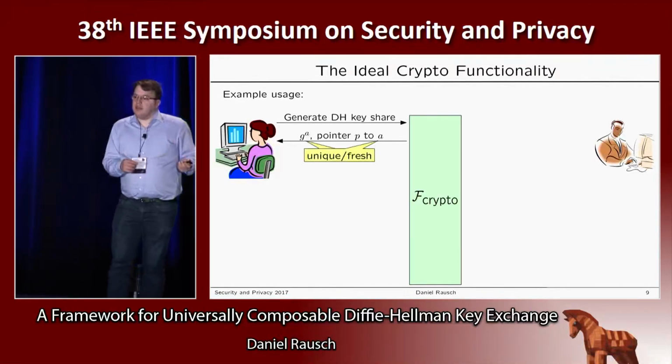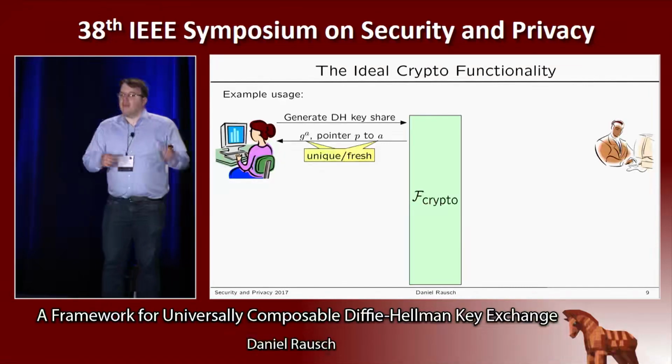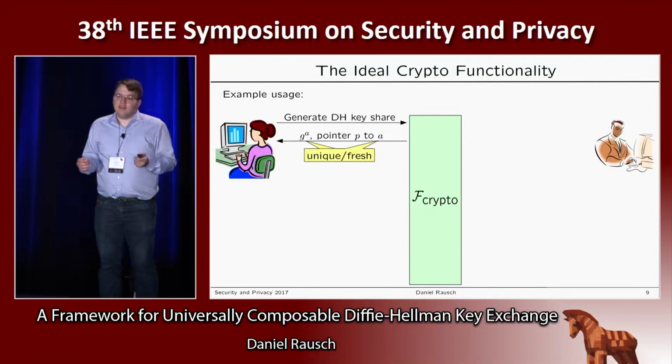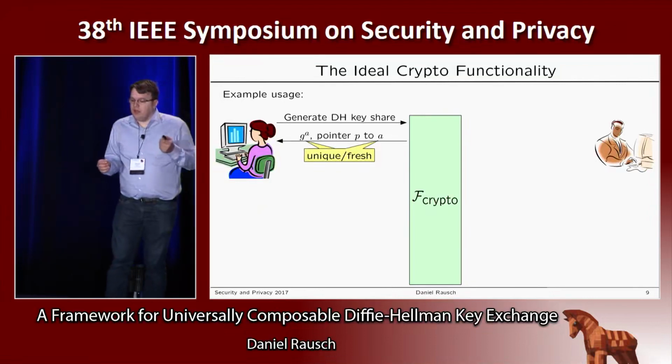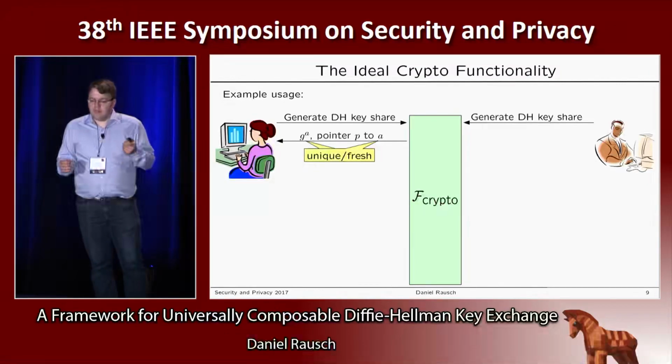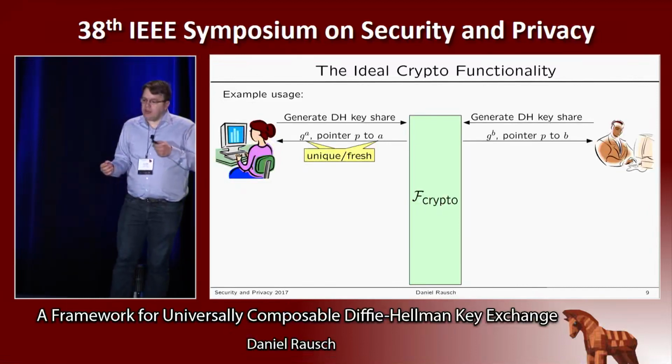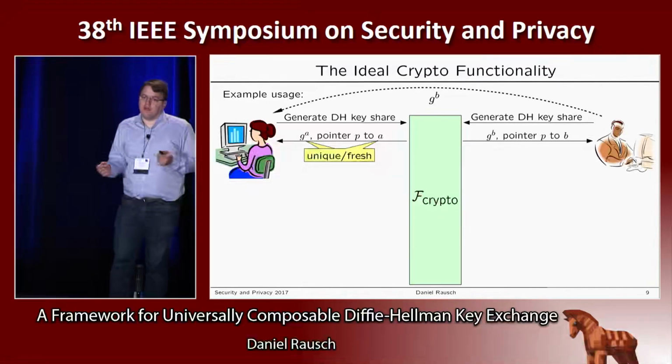Also, Fcrypto provides some security guarantees for these values. On the one hand, it guarantees that no key has already been created from this. On the other hand, it also guarantees that this exponent now is unique to Alice. Only Alice ever gets access to this exponent. It is not possible that any other user, by accident or even on purpose, generates the same exponent. Bob, on his side, can do the same, also ask for a Diffie-Hellman share, and he gets g^b, which he can then send as part of a protocol to Alice.